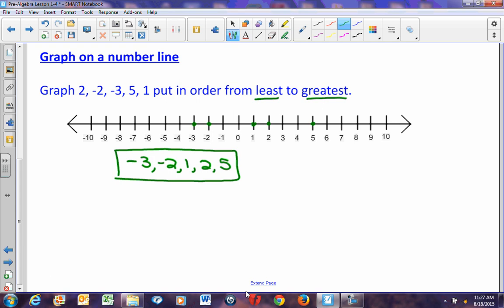Number lines must be written with the negatives on the left and the positive numbers on the right. You can't do it any differently. Positive numbers on the right, negative numbers on the left. You can't reverse a number line, because we don't do that. Negative numbers are to the left, positive numbers are to the right.